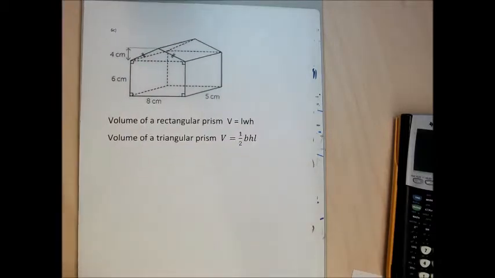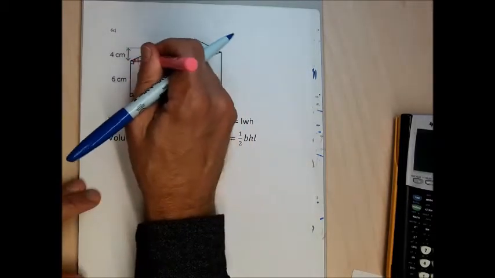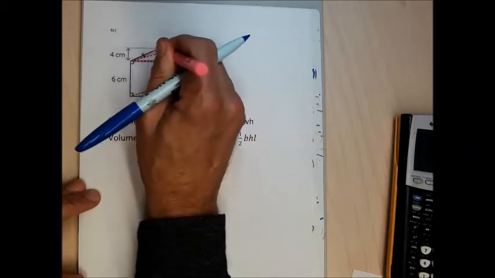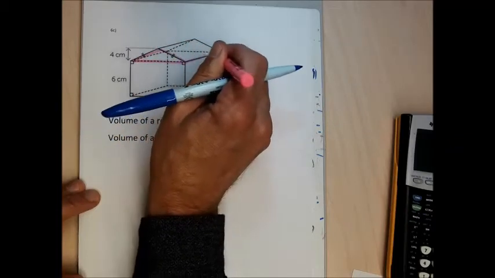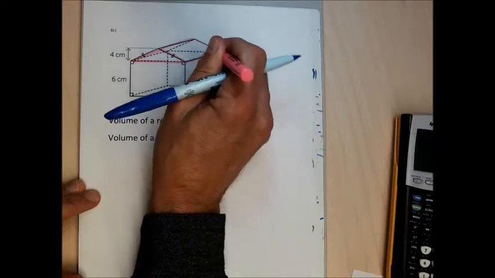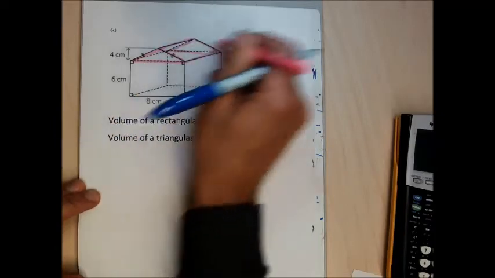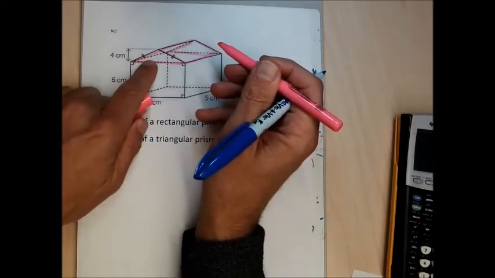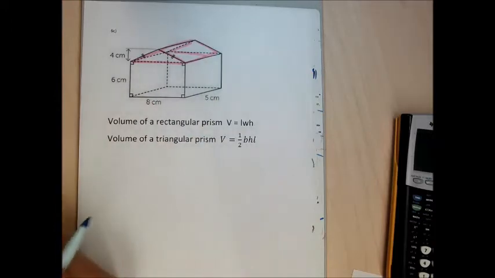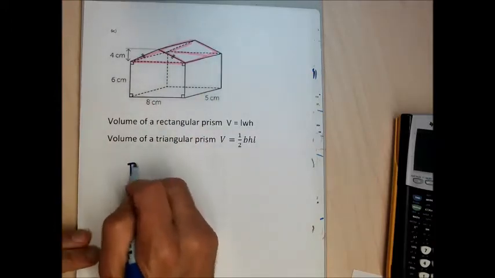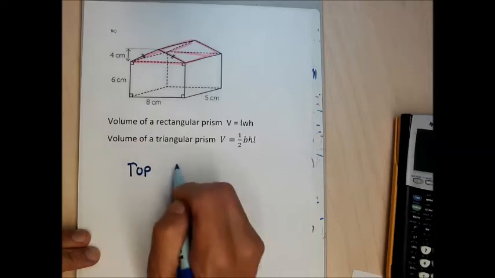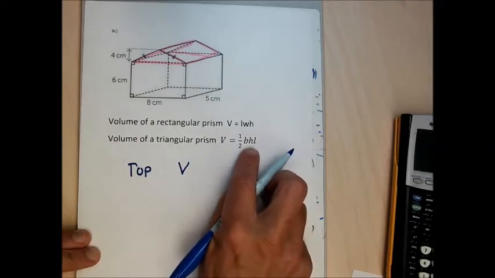For 6C, I have to do 2 separate volumes. I have to do the roof, which is the harder part of this kind of house. And this roof, I can look through it, so that's a prism, and this base is a triangle, so it's a triangular prism. So let me do the top first, which is marked in pink. I'm going to find its volume. The volume formula for a triangular prism is 1/2 times the base times the height times the length.